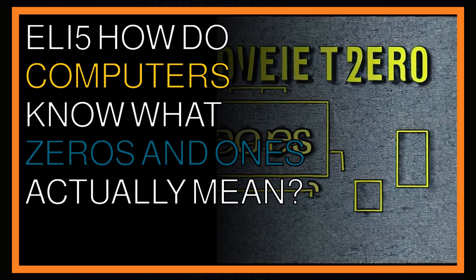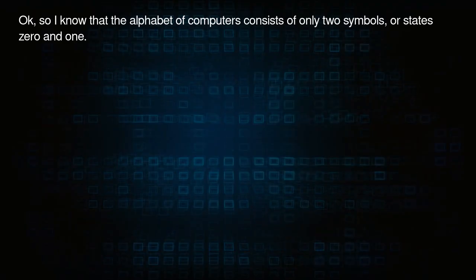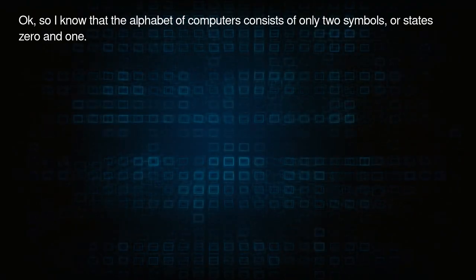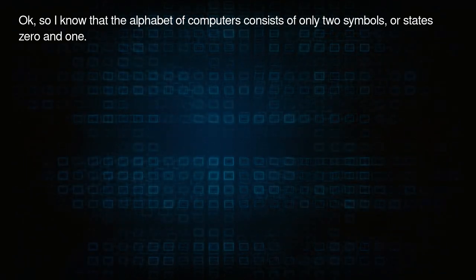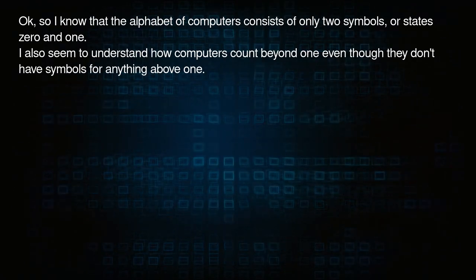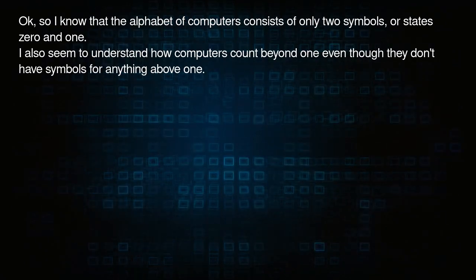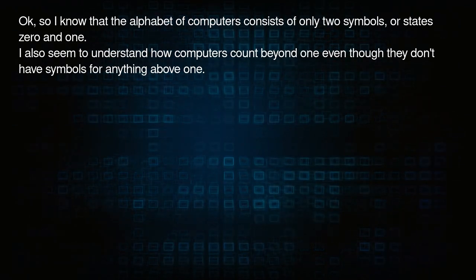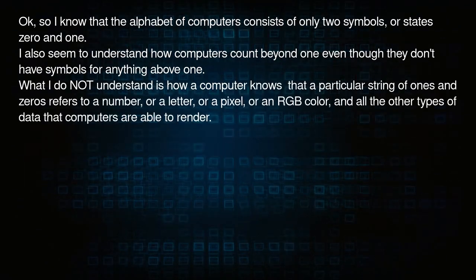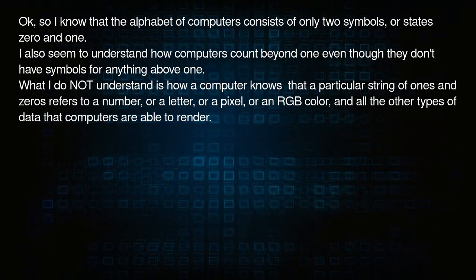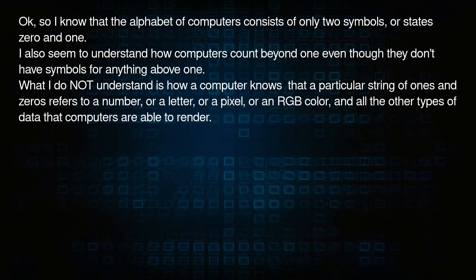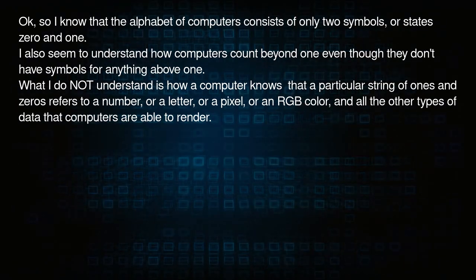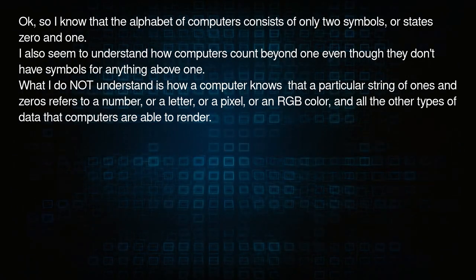Explain like I'm 5. How do computers know what zeros and ones actually mean? Okay, so I know that the alphabet of computers consists of only two symbols, or states, 0 and 1. I also seem to understand how computers count beyond 1 even though they don't have symbols for anything above 1. What I do not understand is how a computer knows that a particular string of ones and zeros refers to a number, or a letter, or a pixel, or an RGB color, and all the other types of data that computers are able to render.